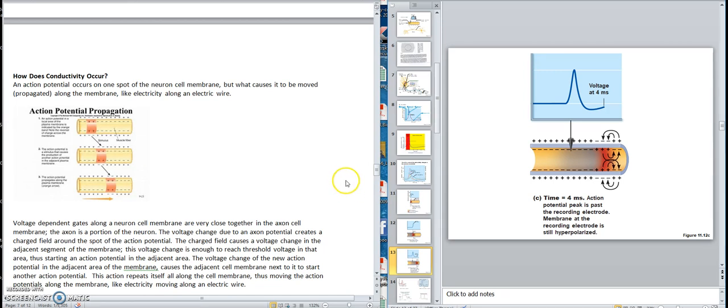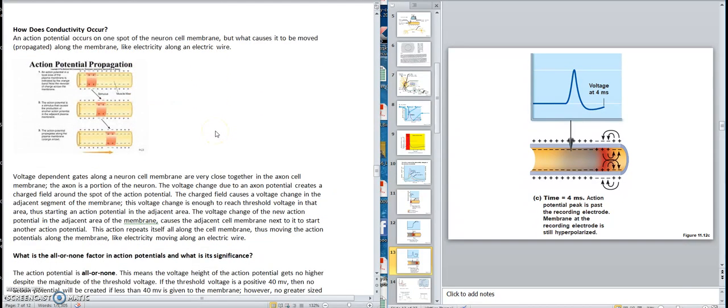Let's look at this. An action potential occurs on one spot of the neuron cell membrane, but what causes it to move, propagate along the membrane, like an electric wire? Voltage-dependent gates along a neuron cell membrane are very close together in the axon cell membrane.